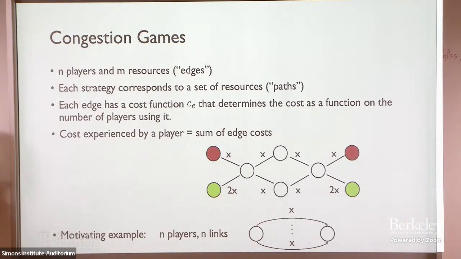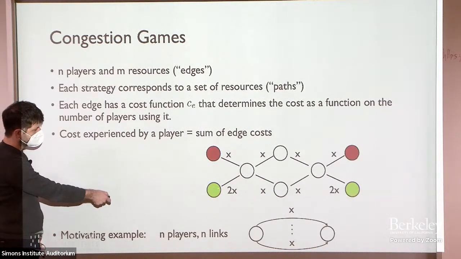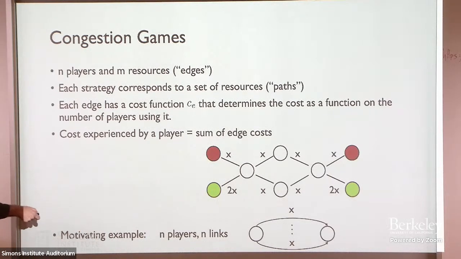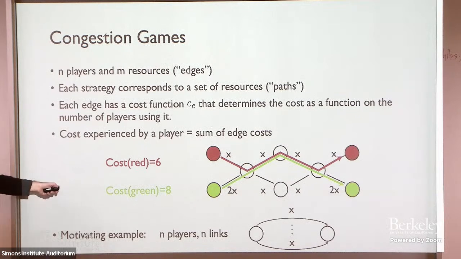Each edge has a cost that determines its cost as a function of the number of people using it. Think of the delay of going through that edge, which is strictly increasing as more agents pile on it. The cost experienced by a player is just the sum of the edge costs. Here's an example. I have a red player and a green player. The red player has these two strategies available, this path and this path. He wants to go from this source to this destination node. Similarly, the green agent wants to go from this to this destination node. Here's the strategy profile. The cost for the red agent is 1 along the first edge, then +2, +2, +1, equals 6. And the cost for the green agent is 2 + 2 + 2 + 2, equals 8. So that's a configuration.